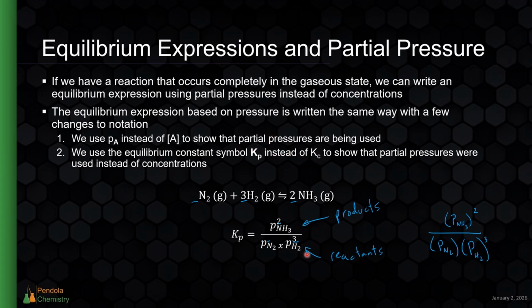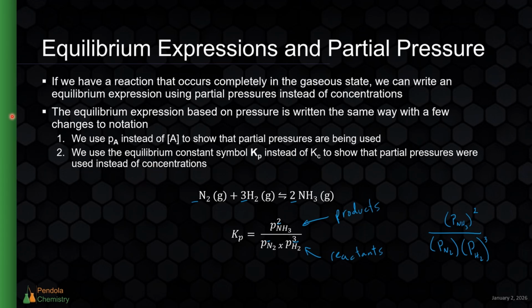This is still the products over the reactants, with their coefficients as an exponent, but because Kp and Kc use different units, meaning that Kp uses the pascals because we're using partial pressures, whereas Kc uses moles per cubic decimeter because we're using concentration, we are going to have different numbers come out as a result. So Kp and Kc are found in the same way, but by using different units, we get different numbers.